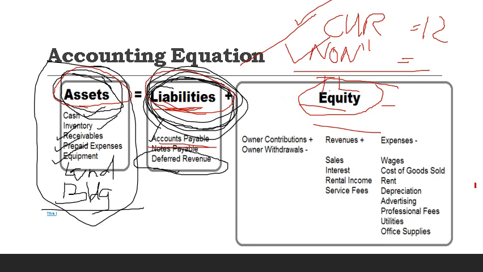So, the type of equity that most people are familiar with is stock. This is ownership in a corporation. Some corporations have shares of stock, which show how much of a company someone owns. Other examples are preferred stock.